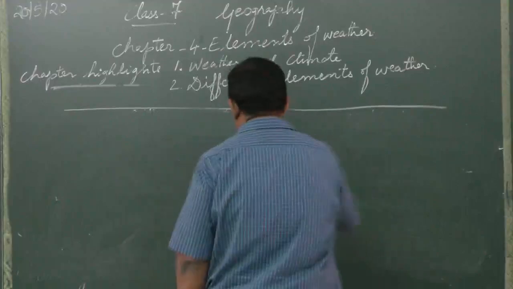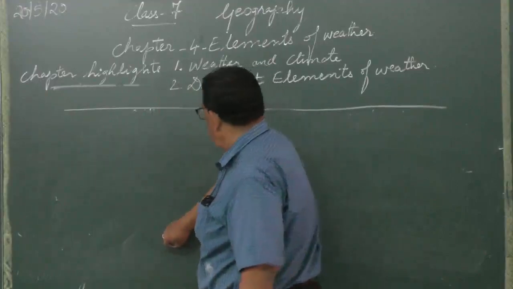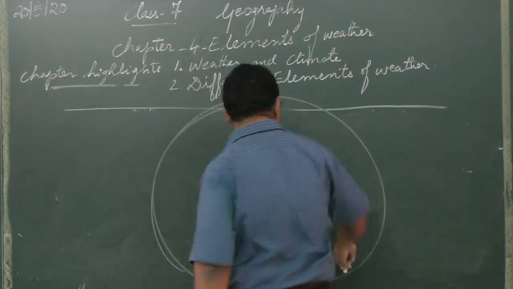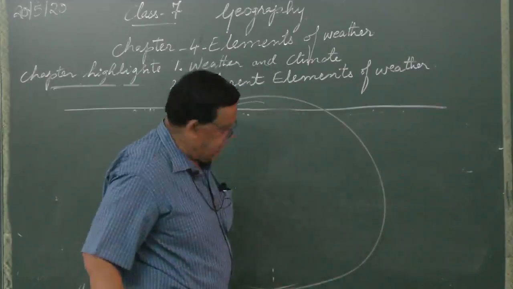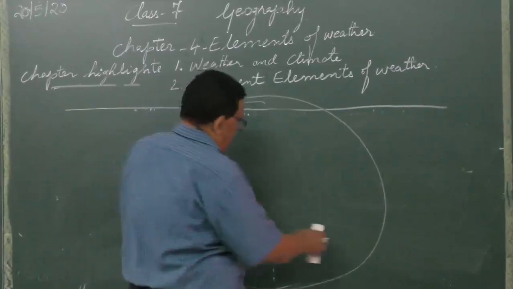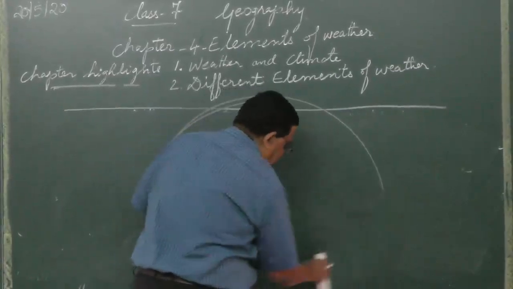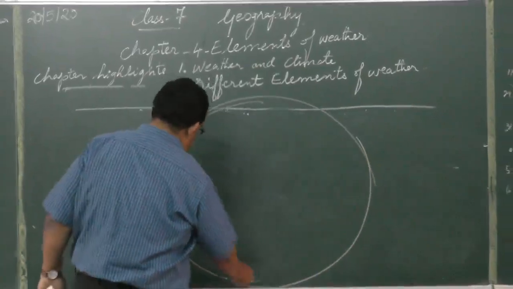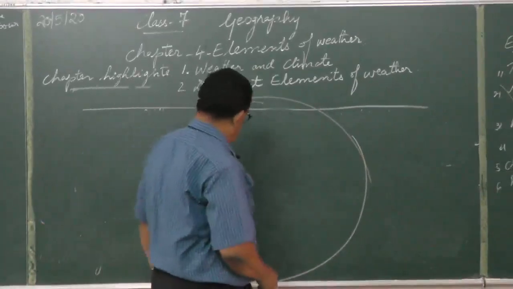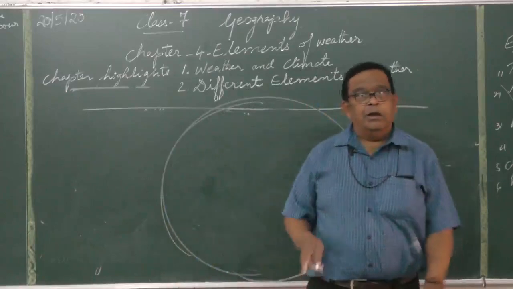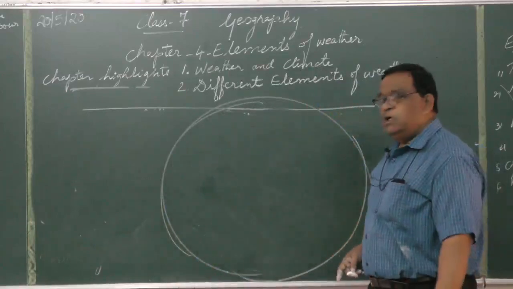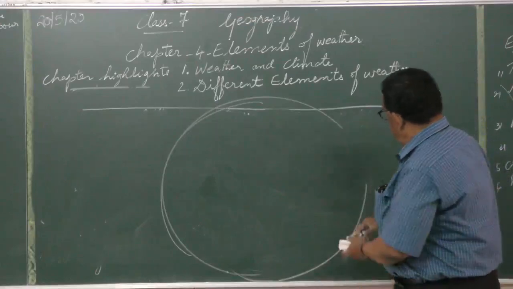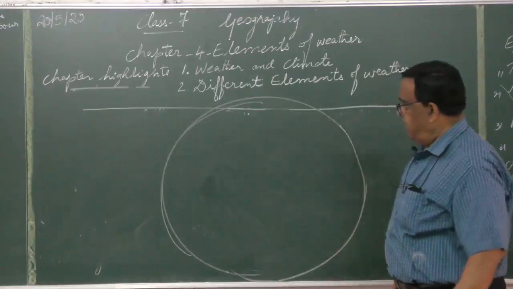Of the heat zone. First I'll draw the globe. I hope it comes well. I'm not a drawing teacher, but not bad. All right, this is our Earth. Don't look at my drawing, please. Listen to what I have to teach you.